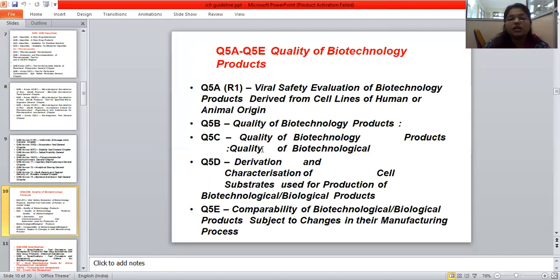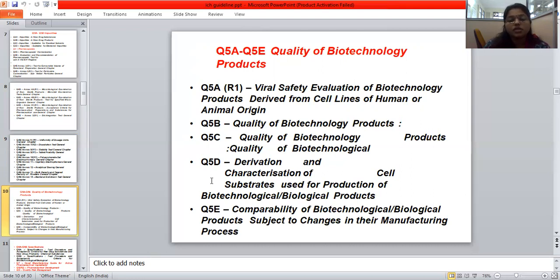Like you can see here, the safety evaluation of biotechnological products derived from cell lines of human or animal origin. Q5B, quality of biotechnological products. Quality of biotechnological products is also given in the Q5C guideline. Also, the derivation and characterization of cell substrates used for the production of biotechnological products, their derivation, why we use only this strain, is also given in this Q5D guideline.